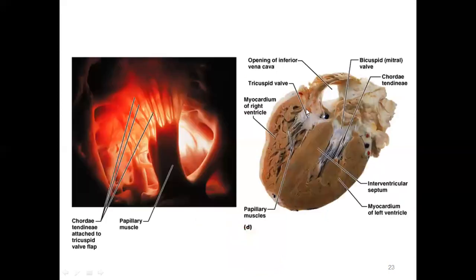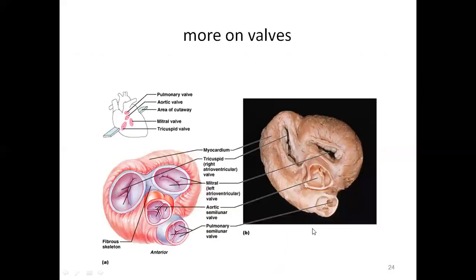See, here you can see cadaver dissection. We have the opening of the inferior vena cava, tricuspid valve, myocardium of the right ventricle, bicuspid valve, chordae tendineae. Here you can see more detailed diagrams of the valves. Here: pulmonary valve, aortic valve, area of cutaway, mitral valve, tricuspid valve.